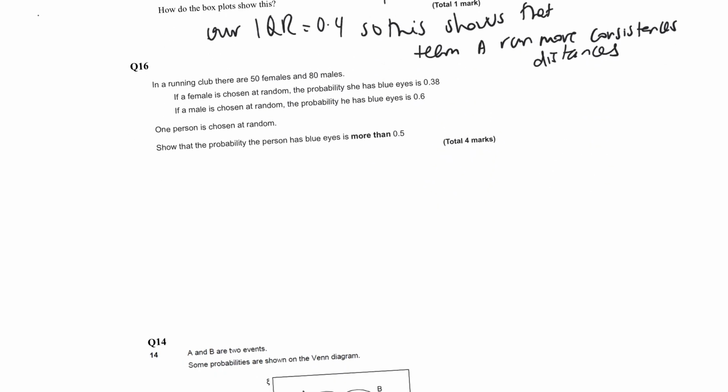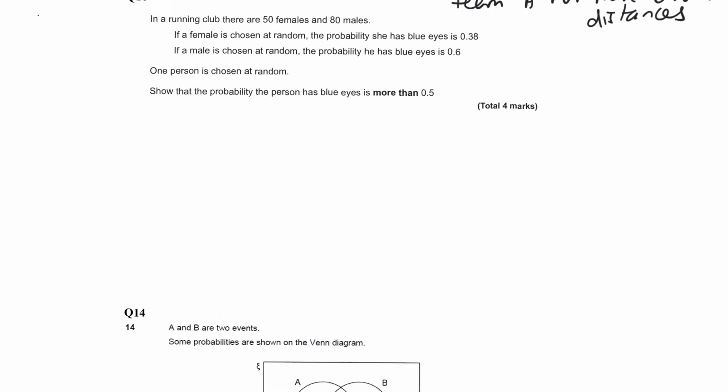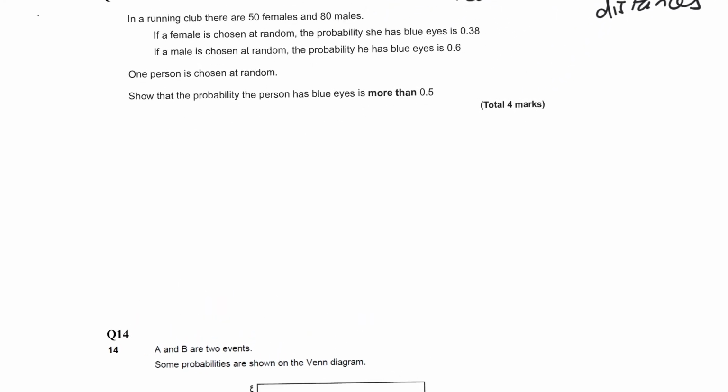So it then goes on to say that in question 16, a running club, there are 50 females and 80 males. So it says if a female is chosen at random, the probability that she has blue eyes is 0.38, whereas if a male is chosen at random, the probability that he has blue eyes is 0.6. So it says one person is chosen at random. It wants us to show that the probability that the person has blue eyes is more than 0.5. So let's have a look at this. So first things first is that we've got a total of 130 people, because 50 plus 80 is 130.